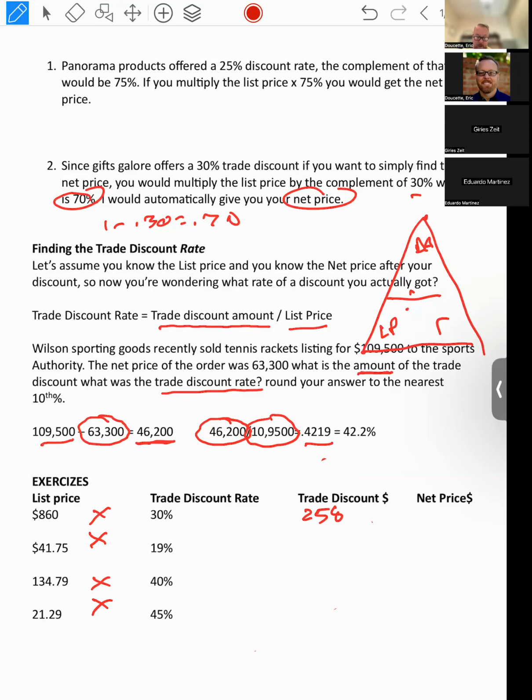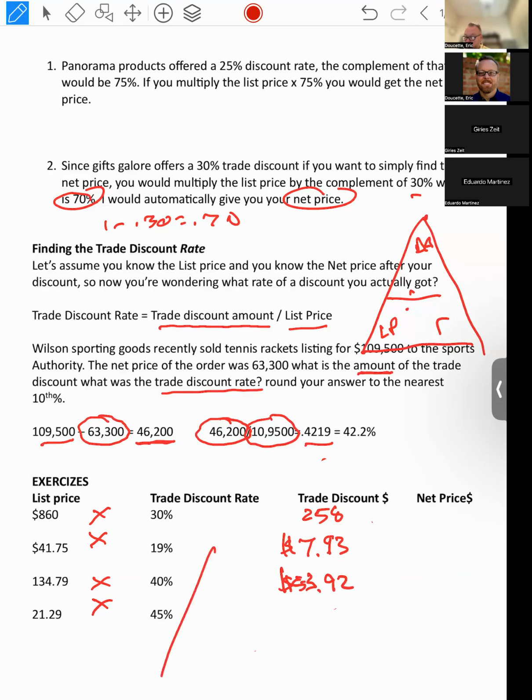The next one, $48.75 was the price of my invoice, and they gave me a 19% trade discount. Sorry, I'm going to do it again. Times 0.19 equals, so they gave me a $7.93 discount off of each one of those. If I had a $134.79 purchase, and they gave me a 40% discount, that means I would save $53.92 on each one. So you could go through and do it that way.